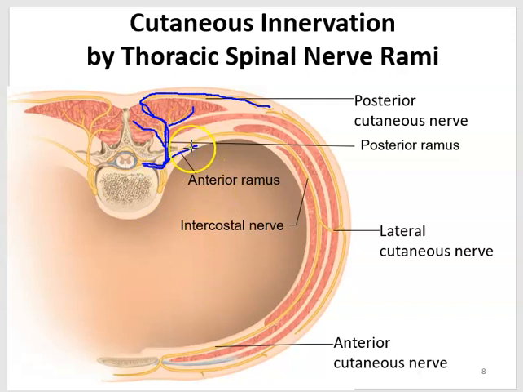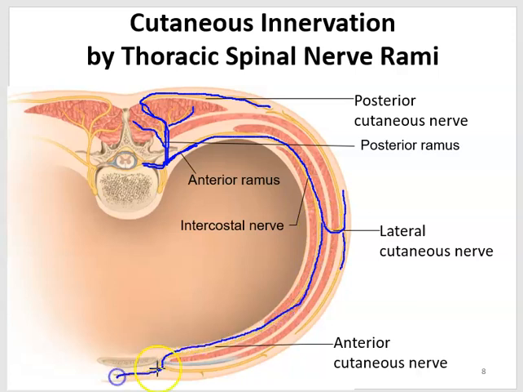The anterior ramus emerges from the spinal nerve and it comes out laterally and it gives off some branches to the skin and to the muscles of the trunk. And it continues to come anterior where it also gives out some branches. This is the sternum right here.